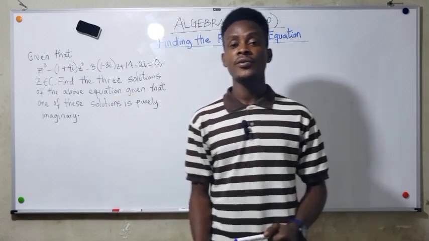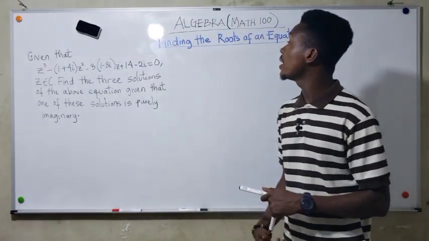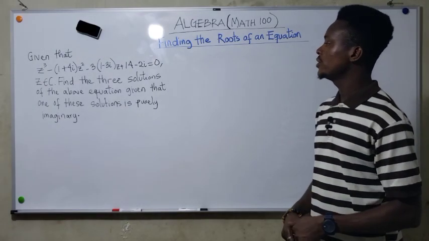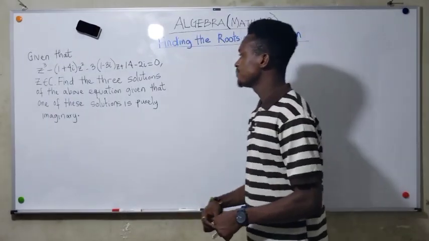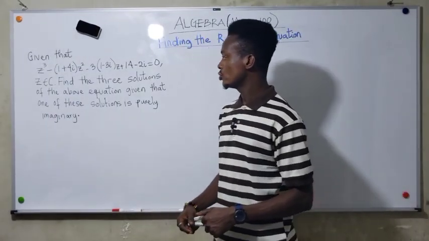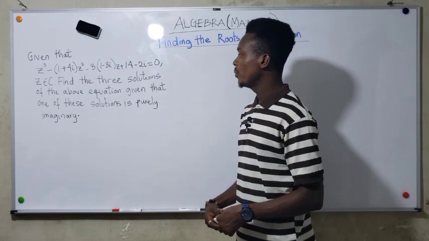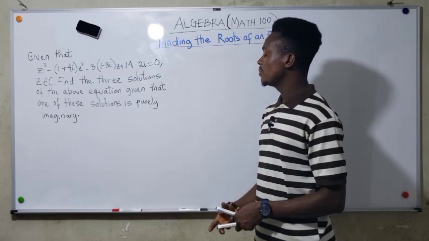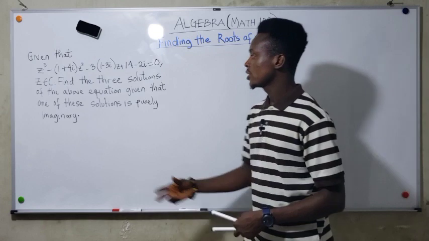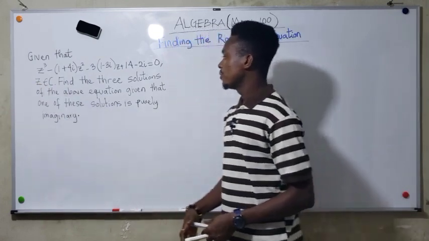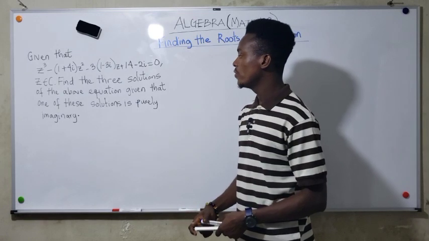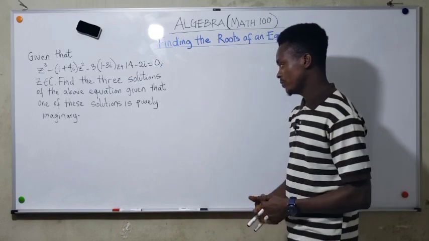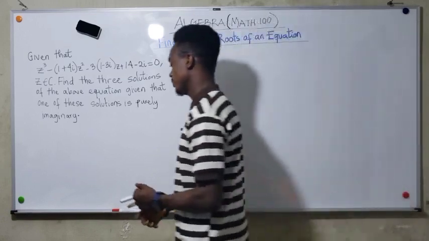Today we have an interesting algebra question, and the course is Math 100. The topic is finding the roots of an equation. The question says: given that z cubed minus (1 plus 4i) z squared minus 3(1 minus 3i) z plus 14 minus 2i is equal to 0, where z is an element of the complex numbers, find the three solutions of the above equation, given that one of these roots is purely imaginary.